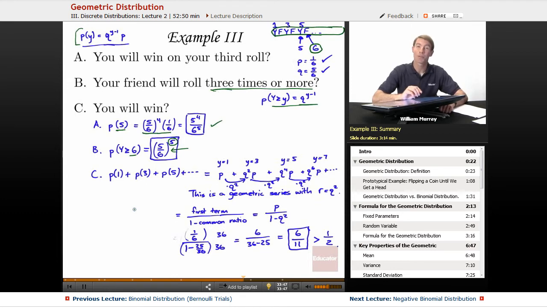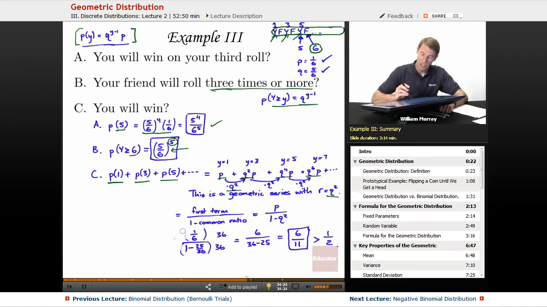Finally, we're asking, what's the probability that you will win? So you get to roll on all the odd turns, the 1st, the 3rd, the 5th, and so on. So we're asking, what's the probability that the game is won on the 1st turn, or on the 3rd turn, or on the 5th turn? So we're adding up those probabilities, and for each one of those I used my geometric distribution formula. And the cool thing is that when I wrote all those out, I noticed that I had a geometric series. And I had a common ratio of q squared. So that lets me use my geometric series formula.